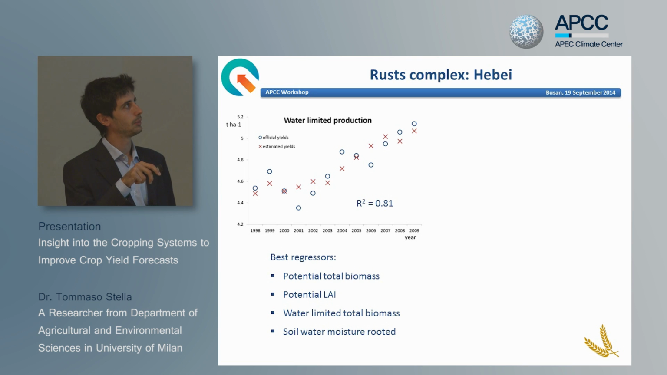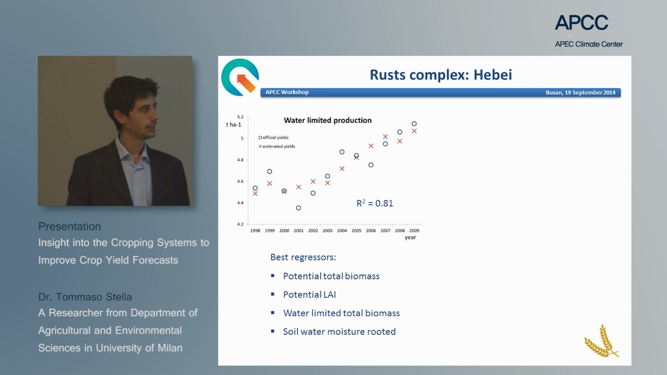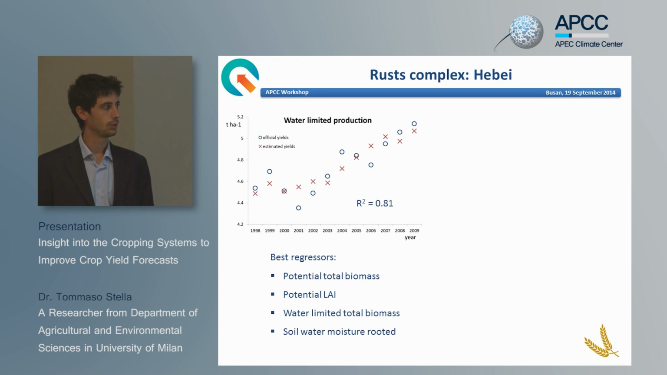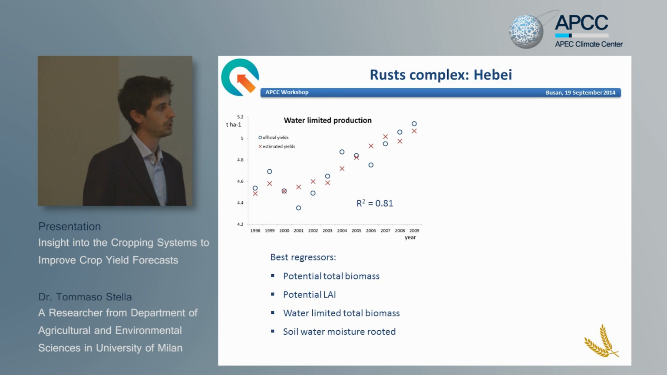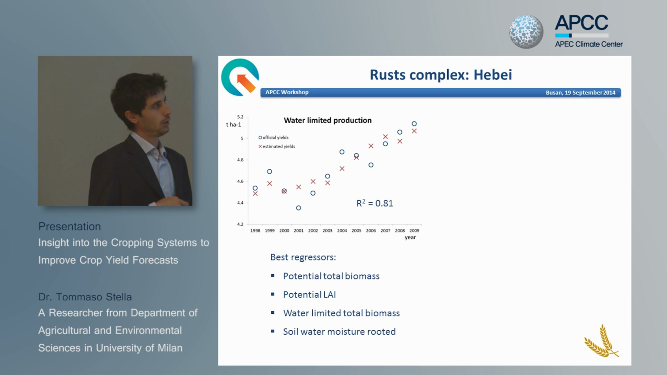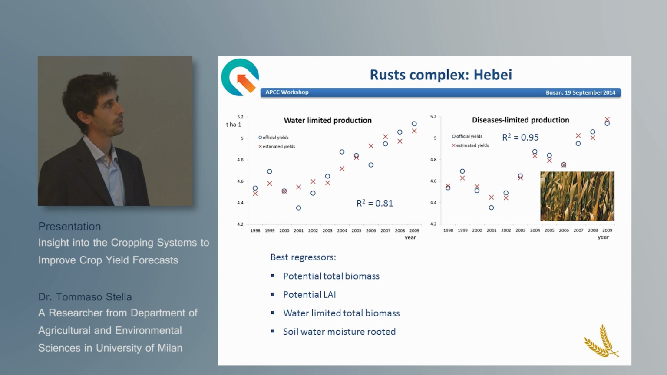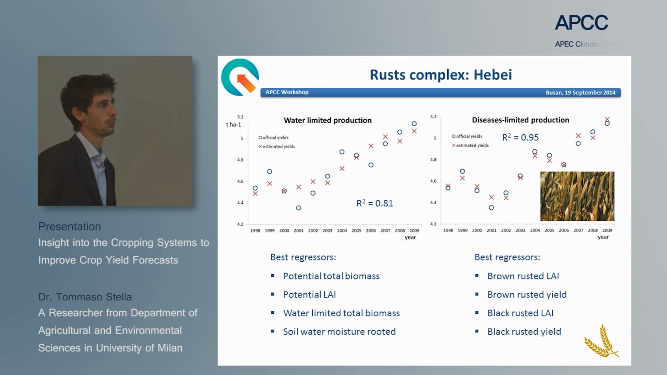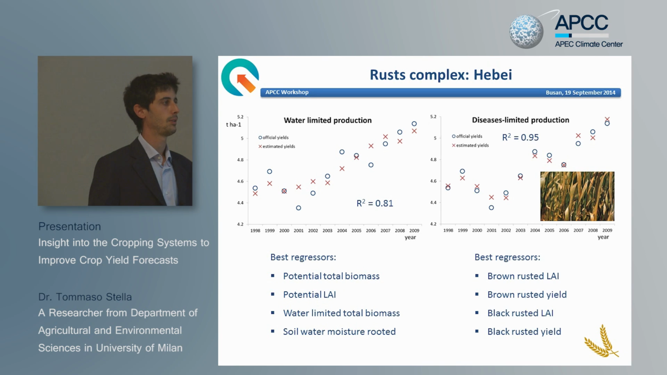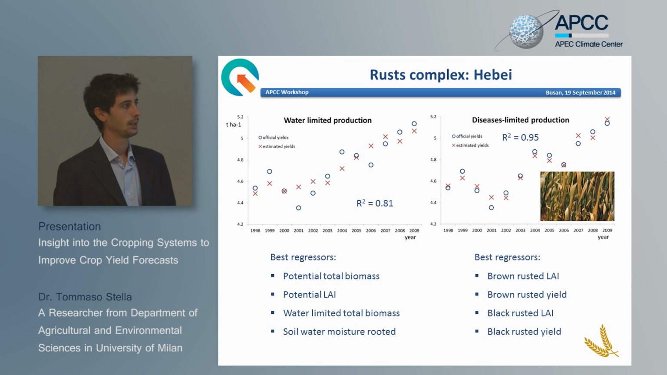And again, let's start from water-limited production. Quite good results. And as best regressors as indicators, we have the potential total biomass, potential leaf area index, water-limited total biomass, and the soil water moisture in the rooted zone, which is a proxy for different processes affected by water shortage. Once we add the simulation of the diseases, we reach this result, with the best regressor being the leaf area index as reduced by brown rust, the yield again reduced by brown rust, and leaf area index and yield reduced by black rust.